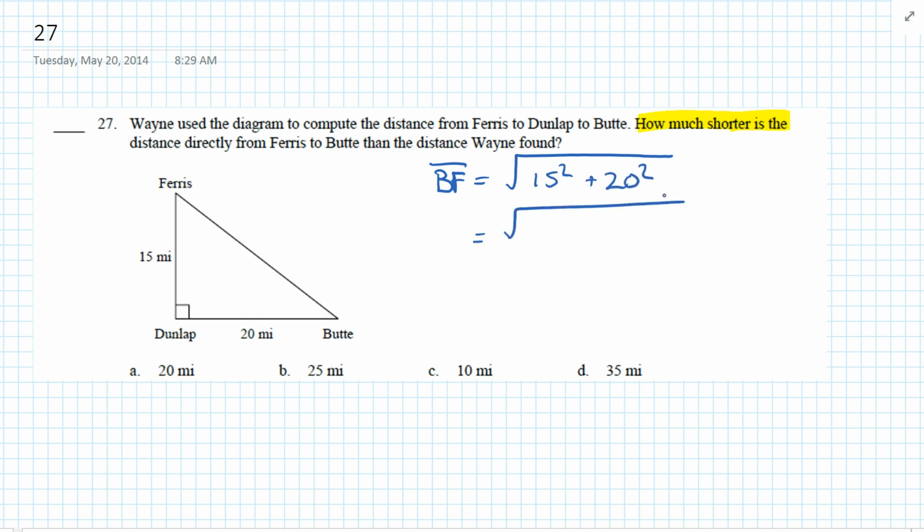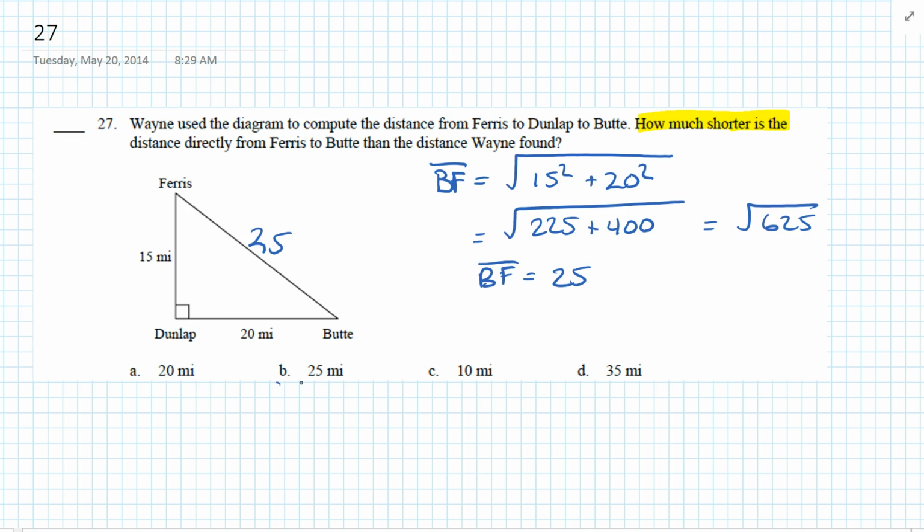So what's 15 squared? What did we say? That was 225. And what is 20 squared? 400. So that distance is the square root of 625. So we know the distance for BF is 25.